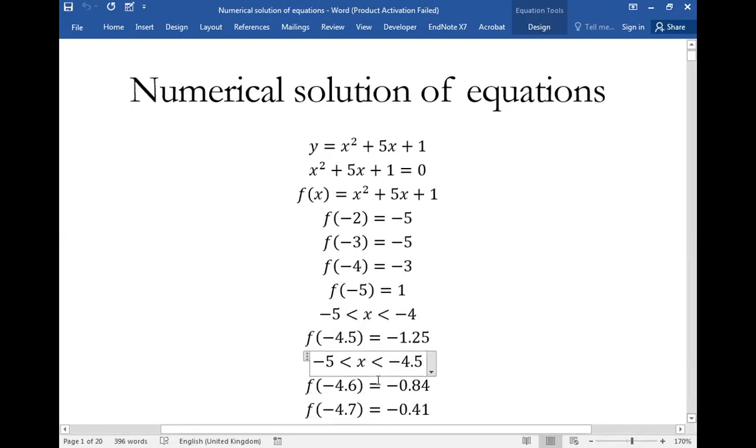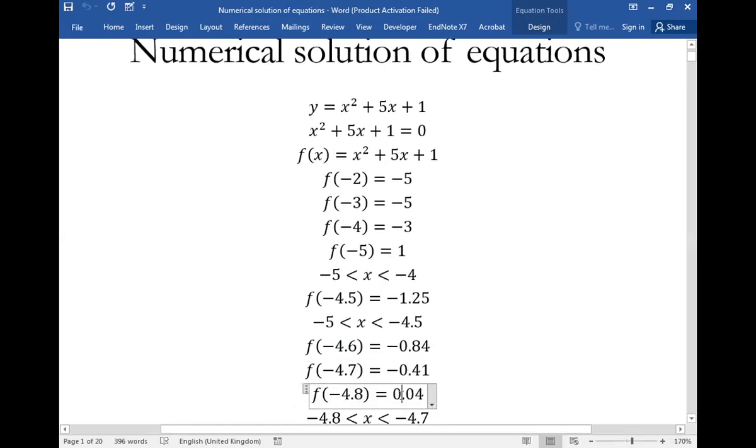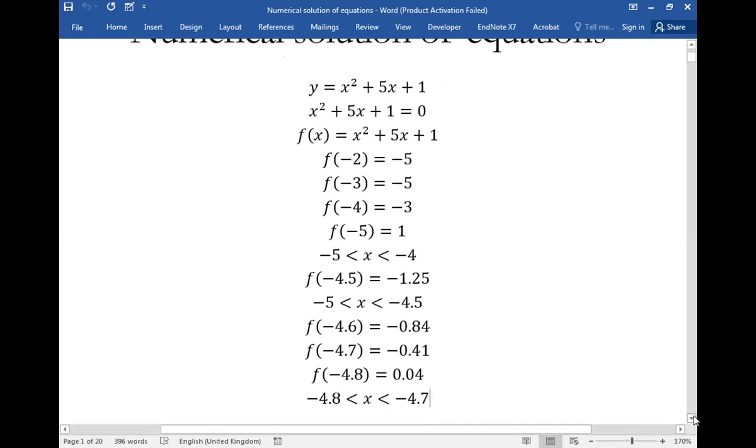Now I'll say if I plug in -4.6, I get it as negative. -4.7, I get it as negative. -4.8, I get it as positive. Now I'll say that the root lies between -4.8 and -4.7. So this is the first thing that we will study in this topic, is figuring out a range in between in which your root will lie.